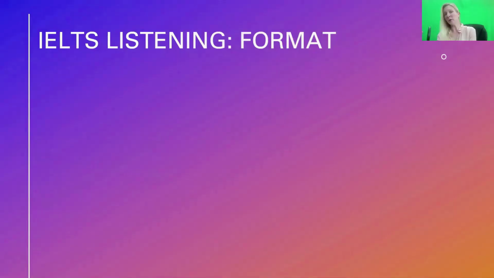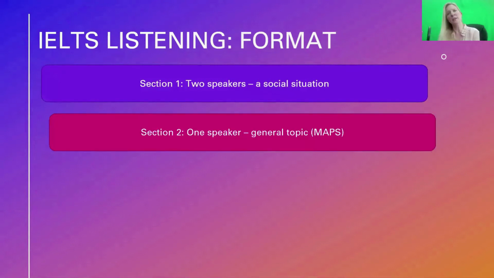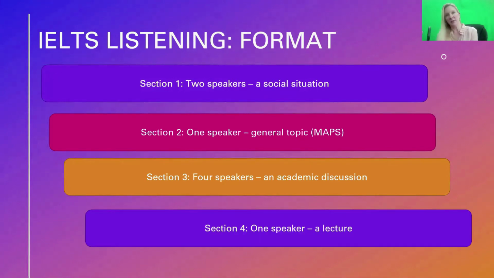So let's get started. Quick reminder that there are 4 parts to the listening exam. Section 1, you have 2 speakers, usually a social situation. Section 2 is a general topic and it's often a map and only one person speaking in that audio. In Section 3, you have 4 people speaking and they could be sharing information about an academic topic. And then in Section 4, it is a lecture, usually a more academic topic, and usually this is the most difficult listening that people experience. However, today we'll be just looking at Section 2.